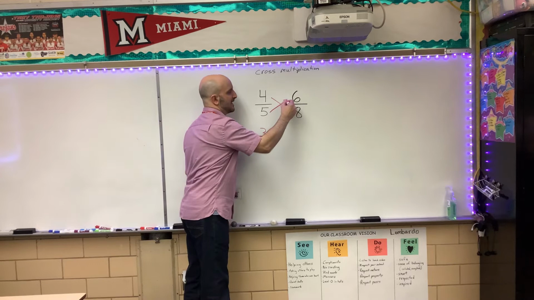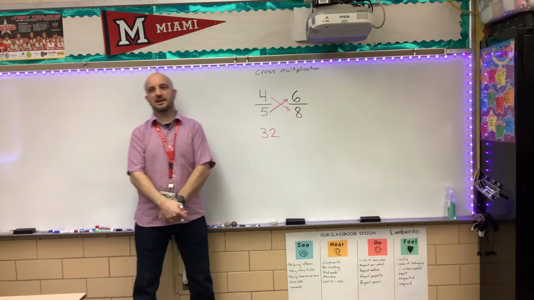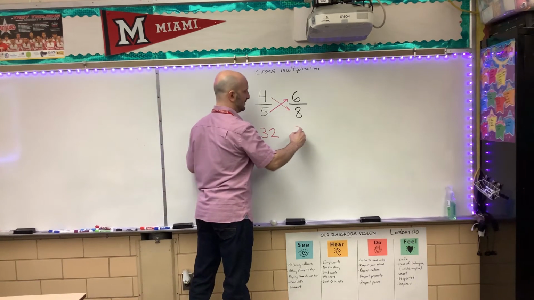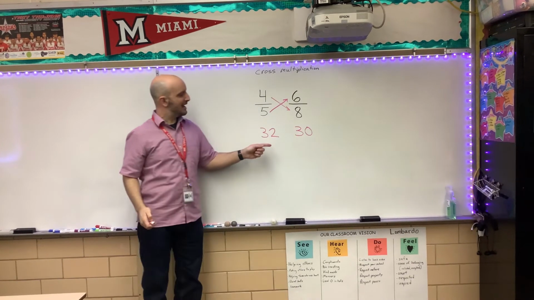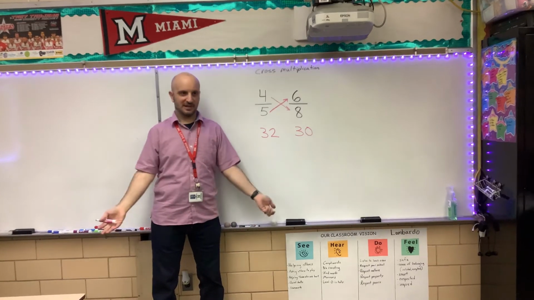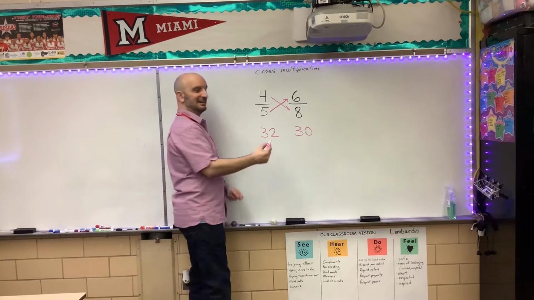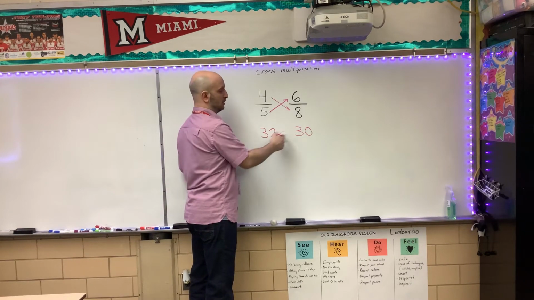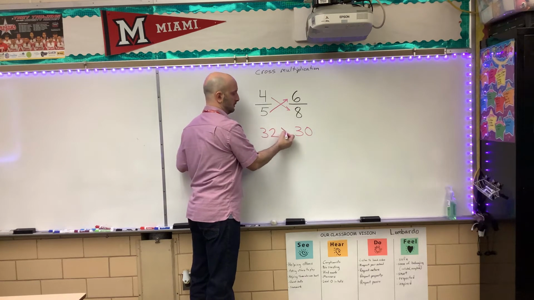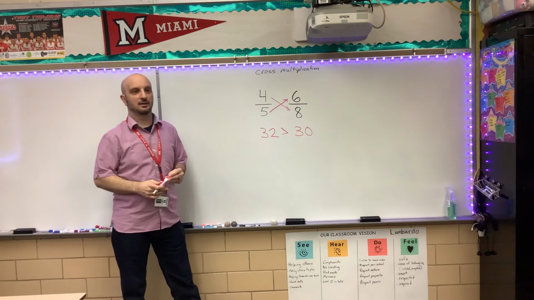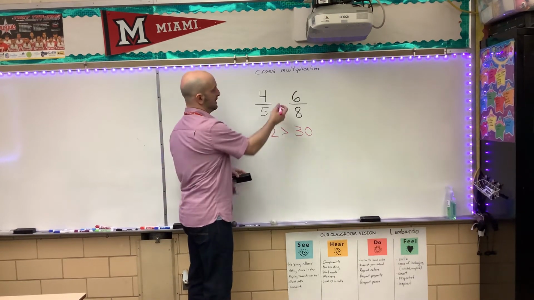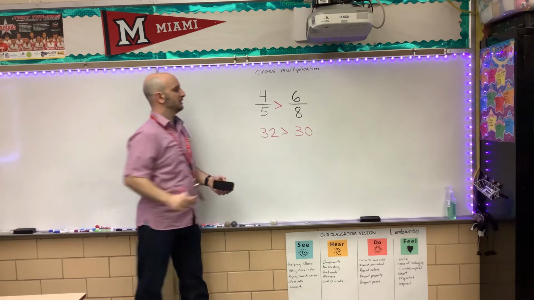Then I do 5 times 6. What's 5 times 6? Lucas. 30. Okay? So now you have to just compare 32 and 30. Which is bigger, 32 or 30? Mason? He said 32. Oh, I didn't hear you, sorry. 32. So if 32 is bigger, that means 4/5 is larger.